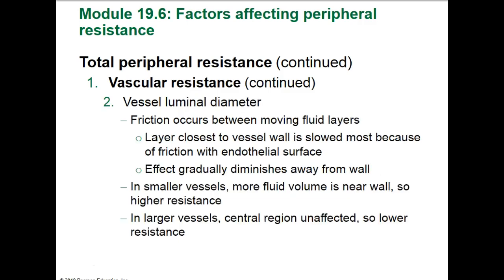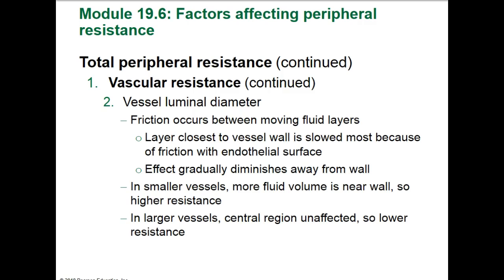And we also said diameter has an impact on vascular resistance. Friction occurs between the moving fluid layers. The layer closest to the vessel wall is slowed most because that's where most of your friction occurs against the surface. And the effect gradually diminishes away from the wall. So as you're in the very center of the lumen, you have a lot less friction.